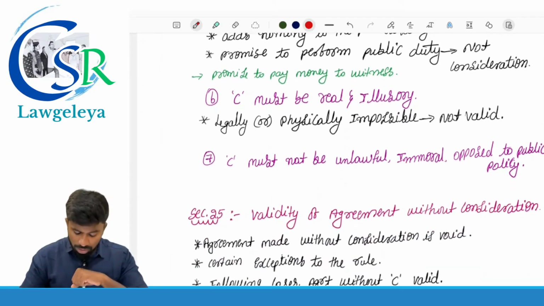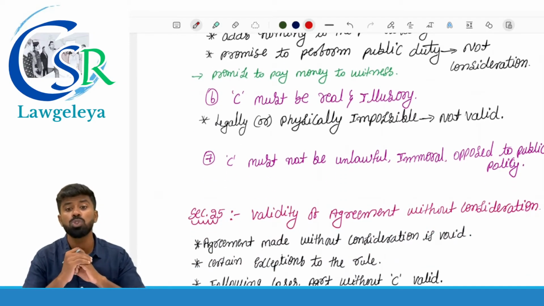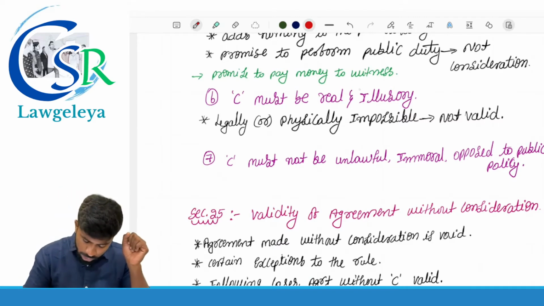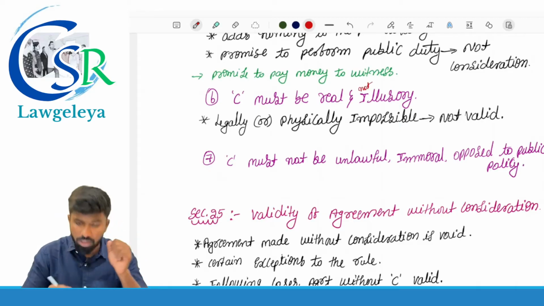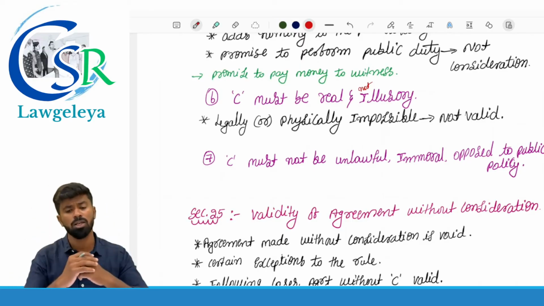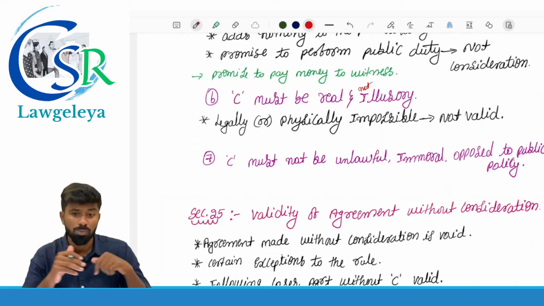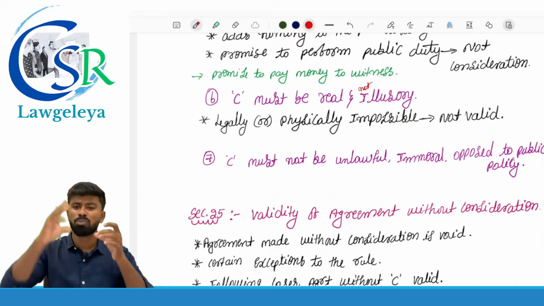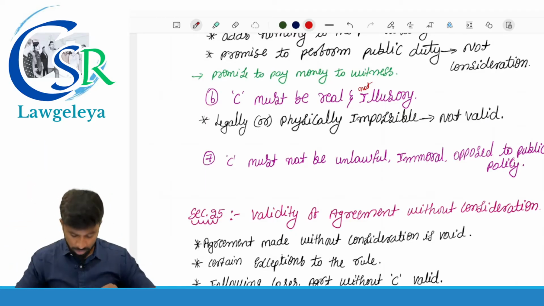Next one, consideration must be real and not illusory. If it is illusory, is it valid? No, it should not be illusory. For example, promise to bring the Taj Mahal, promise to build a Taj Mahal. Is it possible? No. Physically impossible. Bringing the moon from the sky, not valid.